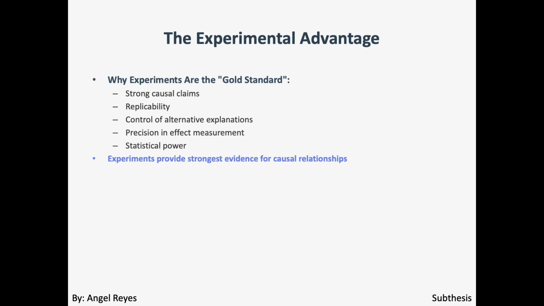This is why experiments are the gold standard for causal claims. They provide strong causal claims, the strongest evidence we have for cause and effect relationships. They're replicable because procedures are standardized. They control for alternative explanations through design. They provide precision in measuring specific effects, and they offer statistical power for detecting true effects.